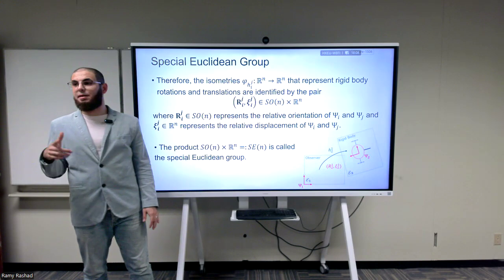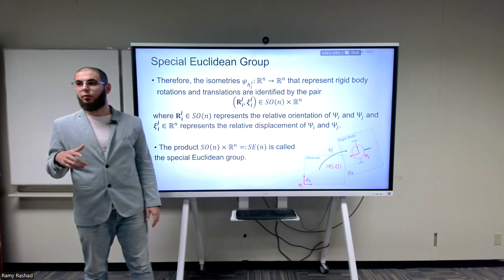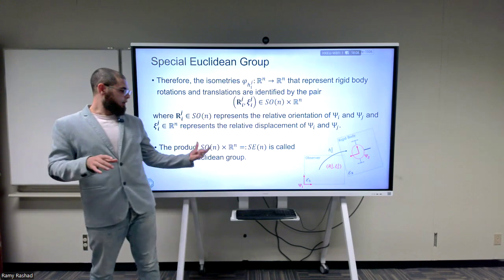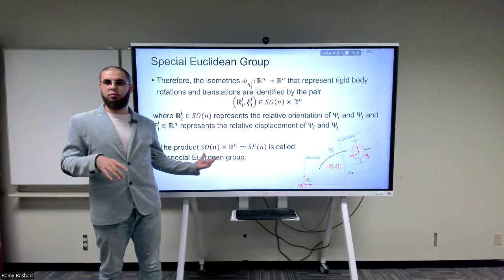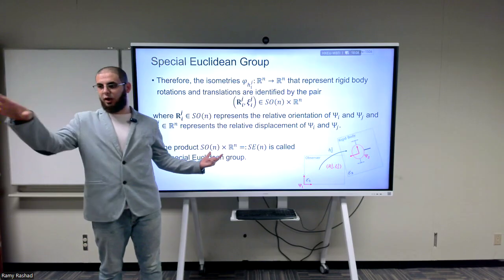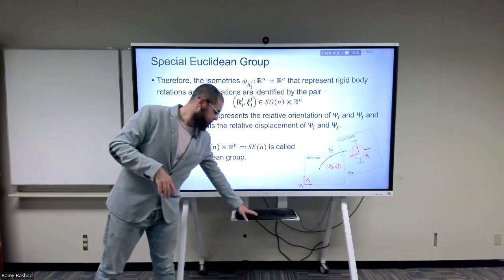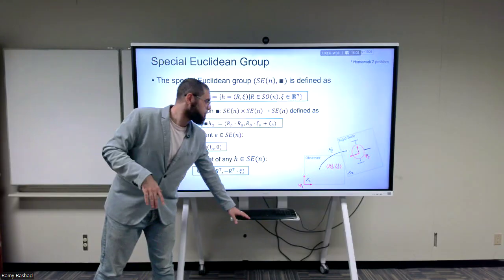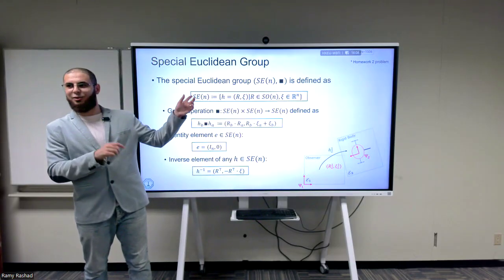I think you're going to have it in the assignment. You're going to play around with this. What you just said, I'm going to quickly say: in 2 dimensions, SO(2) is isomorphic to S^1, the circle. And you're going to prove it in the assignment. Very good observation. But stay with me now, okay?